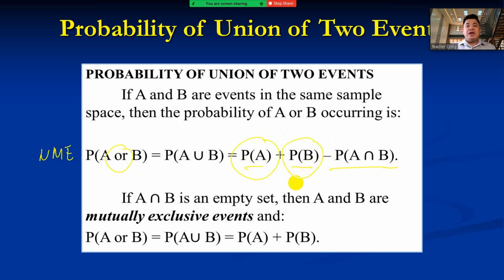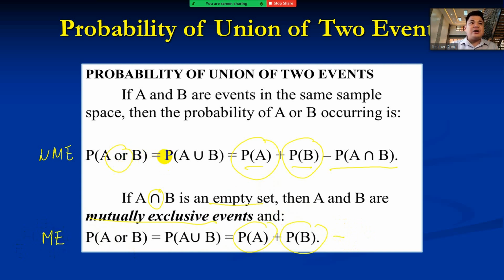What if there is no intersection? If A intersection B, where this symbol means intersection, is an empty set, then A and B are mutually exclusive events. So what's the formula? All you need to do is add the probability of the first event A plus the probability of event B. You're not going to subtract the probability of the intersection because it's an empty set. There is nothing common between the two sets, so the events are mutually exclusive.